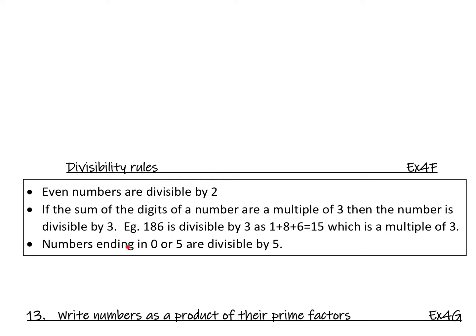And then numbers ending in a 0 or a 5 are always going to be divisible by 5. Numbers ending in a 0 are always divisible by 10. So there's lots of rules you could make up, but there are a few handy ones.